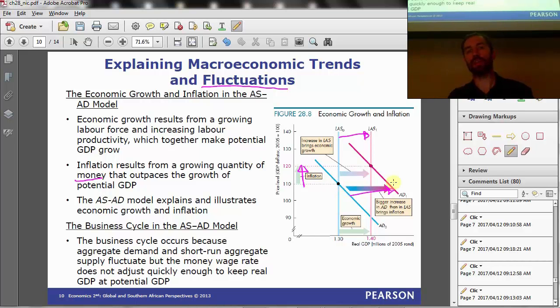In terms of the different kinds of economic schools of thought, one of the schools of thought would say that this is primarily a result of money. In other words, growth in money causes aggregate demand to increase faster than output increases. So the AS-AD model explains and illustrates economic growth and inflation.